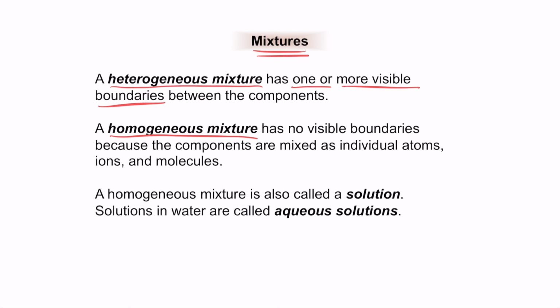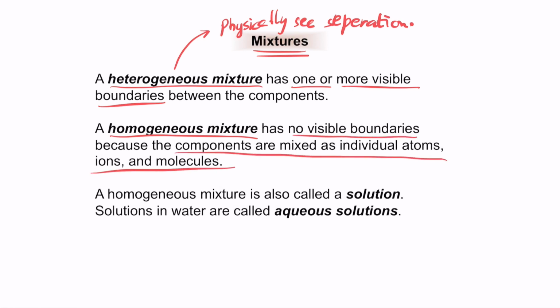For example, if you combine a solid and a liquid or a liquid and a gas, these are generally called heterogeneous mixtures, and these are ones that you can physically separate. You can physically see the separation. A homogeneous mixture generally has no visible boundaries because the components are mixed as individual atoms or ions. An example of this would be milk.